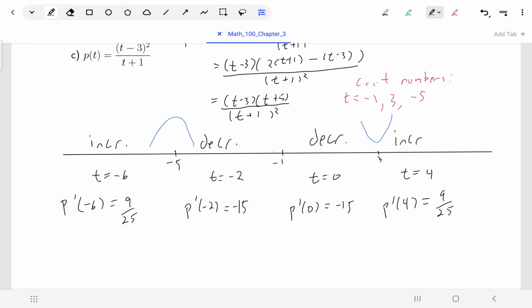At negative 1, we're not doing anything in particular. We're decreasing before it and we're decreasing after, which is neither a max nor a min. But even if we were changing, even if one of these was increasing and one of these was decreasing, we couldn't possibly have a maximum or a minimum at negative 1, and we know that in advance because we said that at negative 1 it was a vertical asymptote.